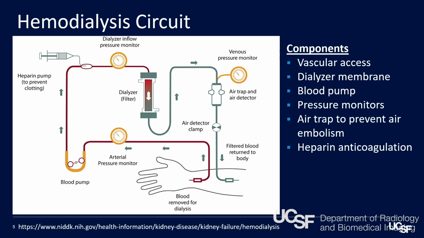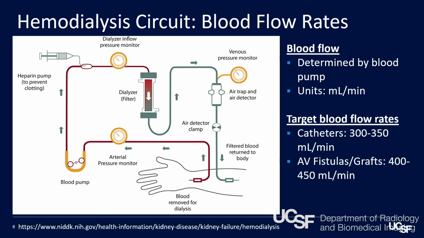Okay. And along the way, you see a couple areas where we measure these pressures. There's the arterial pressure, and then there's the venous pressure. Okay. And the speed of the blood through the circuit is determined by the rate at which the blood pump is pumping. Okay. And the typical flow rate for a catheter is 300, 350, maybe 400 mils per minute. And then for fistulas and grafts, you're really looking for 400 to 450. Okay. Because the rate limiting step in dialysis is the access flow rate, right? How fast can you keep the blood going through the circuit?